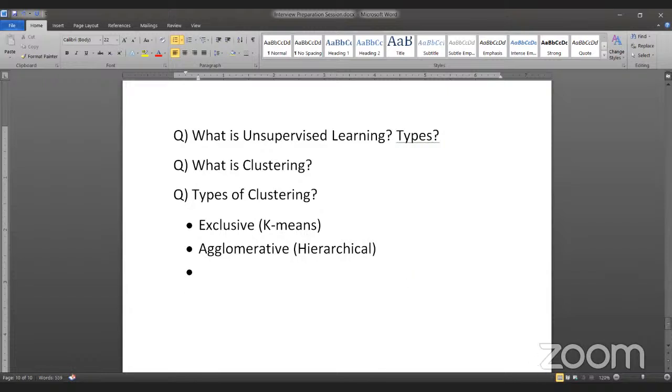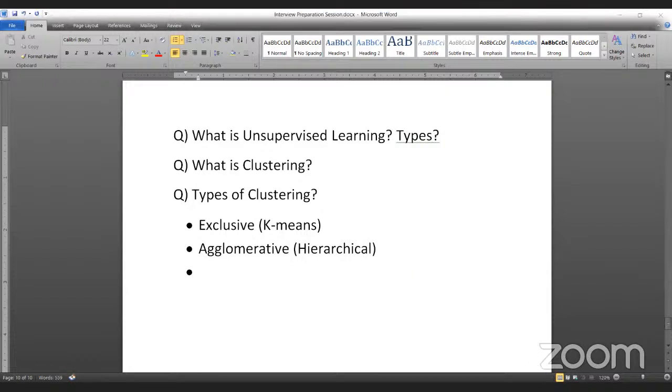So what happens in this technique? Every data point is a cluster first, and then we work iteratively to join two clusters together to form a single cluster.